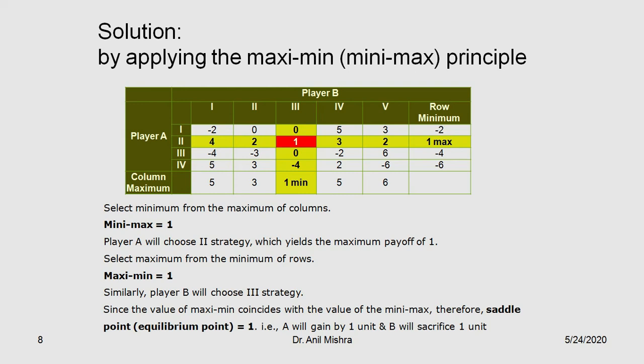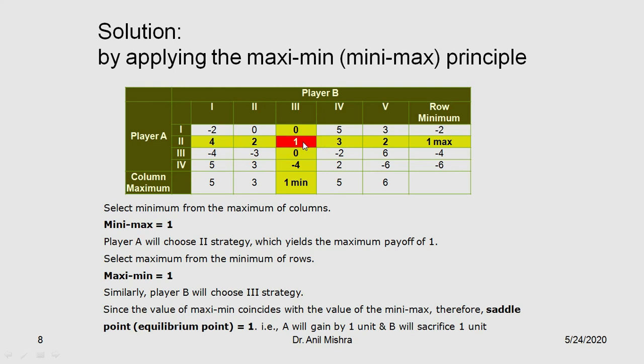If they follow it, then what is the value of the game? The value of the game is 1. That means player A wins by 1 unit, which reflects that player B loses by 1 unit. Right? So this is the simplest method of solving a game theory problem. We are just finding the maximin and minimax, comparing the maximin with the minimax, to find the value of the game.